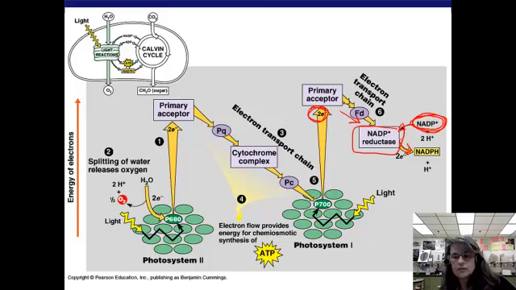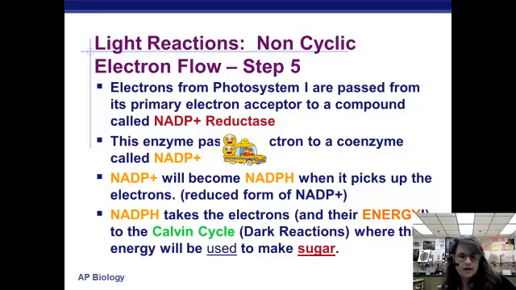When it does so, it will be called NADPH, and it's going to carry those electrons and, most importantly, their energy away in order to do something. Okay? So, NADP plus reductase is the enzyme embedded in the thylakoid. NADP plus is the coenzyme, the little taxi cab.